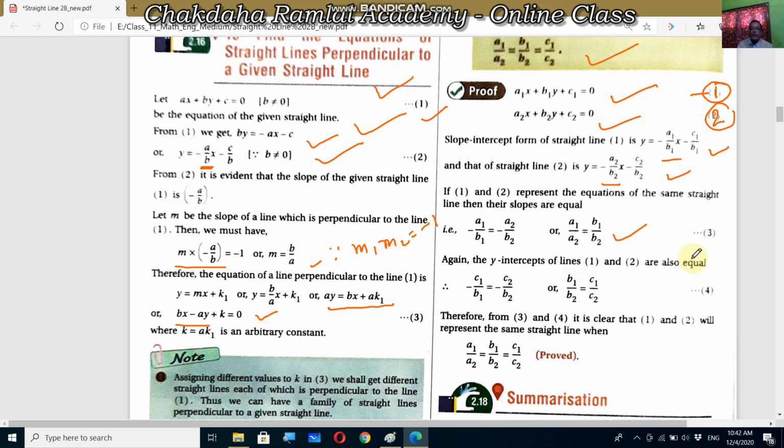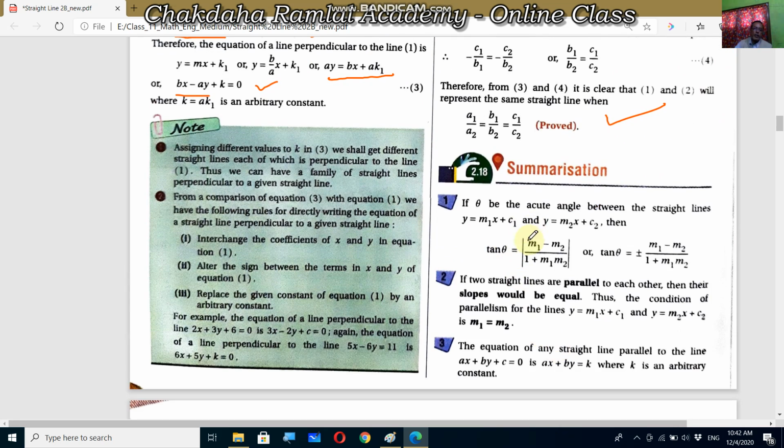Therefore, from 3 and 4, it is clear that 1 and 2 will represent the same straight line when a1 by a2 is equal to b1 by b2 is equal to c1 by c2.